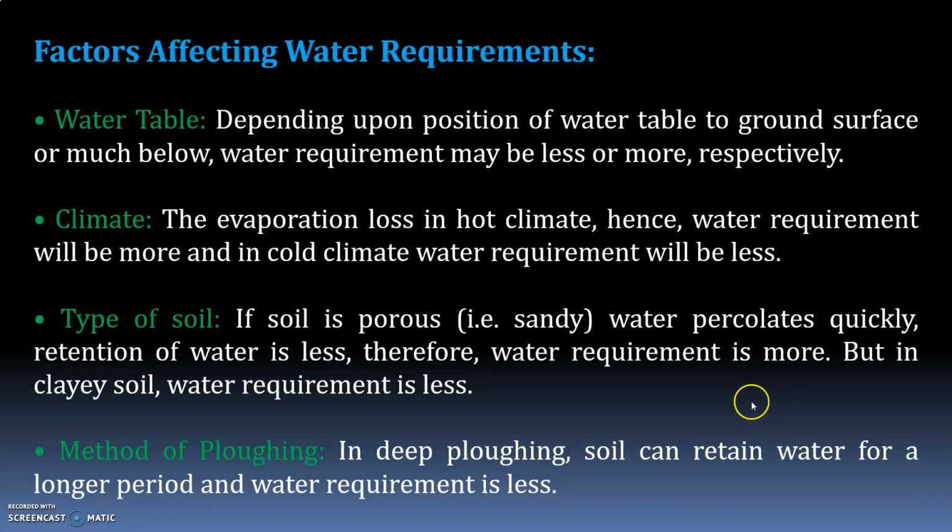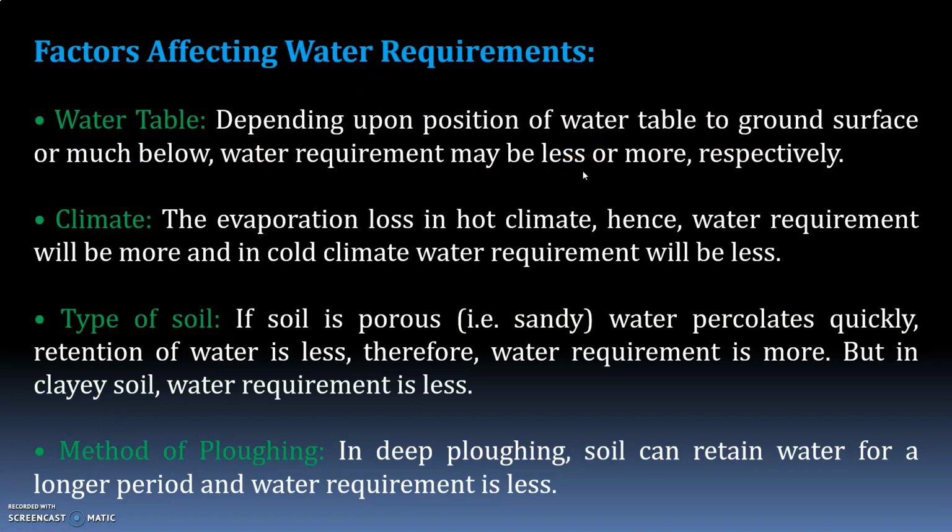Next, we'll discuss some of the factors which affect the water requirements. The first one is the water table. Depending upon the position of the water table relative to the ground surface, if it is much below, then the water requirement may be less or more respectively.